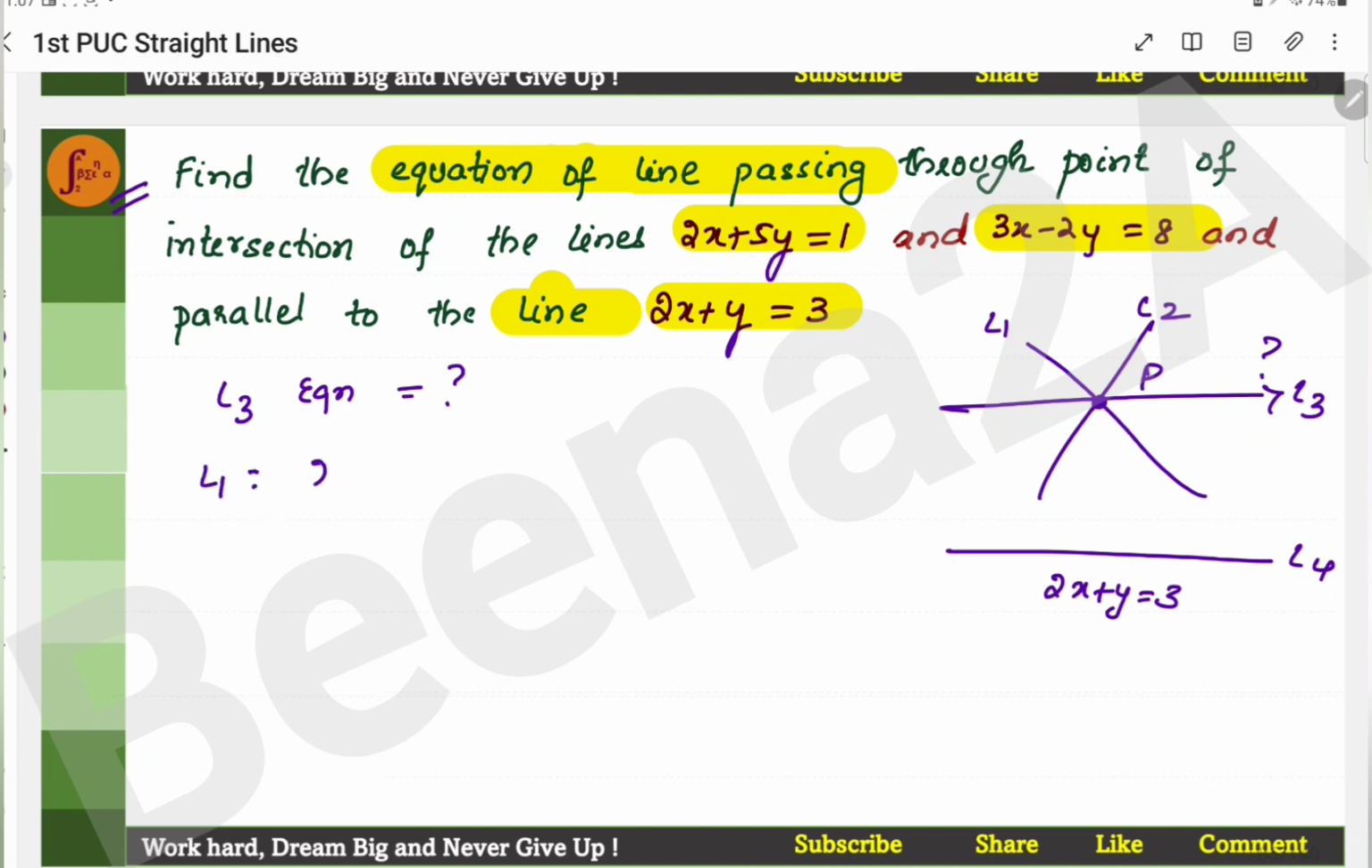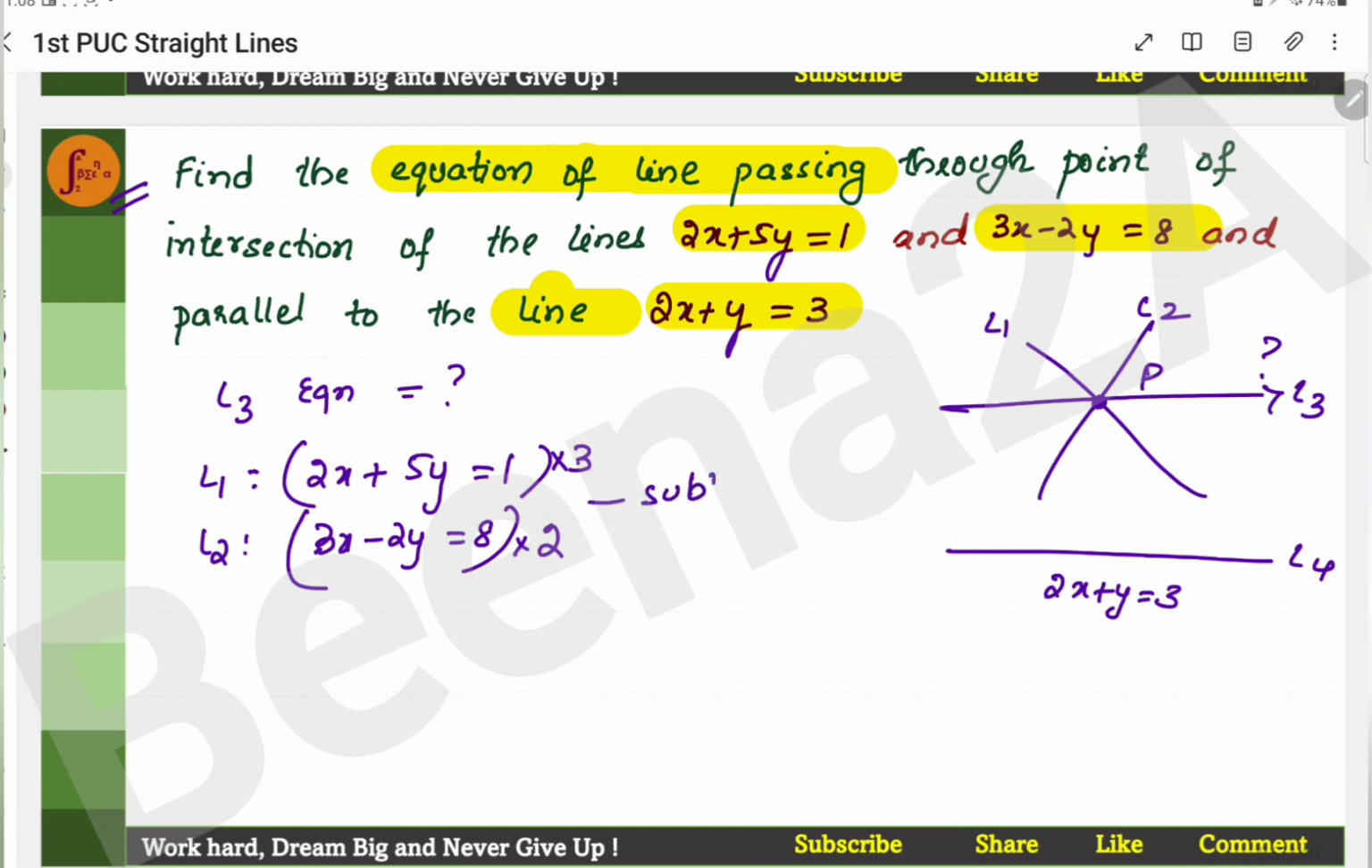L1 is 2x plus 5y is equal to 1. L2 is 3x minus 2y is equal to 8. Now we should get similar terms. So we can multiply this with 3, multiply this with 2, right? If I multiply this with 3, I'll get 6, with 2, I'll get 6, so I can cancel. I need to subtract here, because only if I subtract will this get cancelled. So now let me multiply. I get 6x plus 15y is equal to 3. 6x minus 4y is equal to 16. I'll subtract.